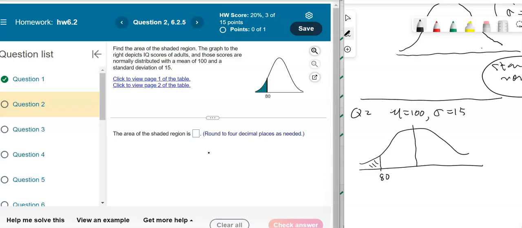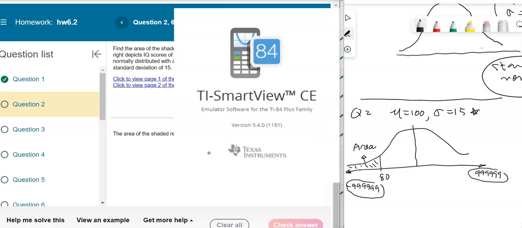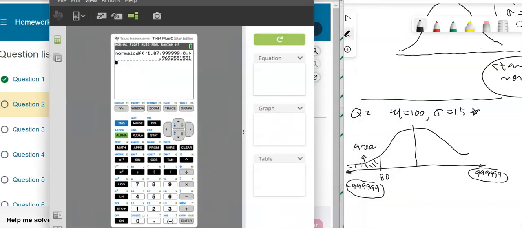It goes all the way to the left. Think of all the way to the left as negative 9999999. All the way to the right, think of this one as 9999999. Those are the two numbers I'm going to use. So to find this area under this condition, you go to the calculator, and then I'm going to clear everything.